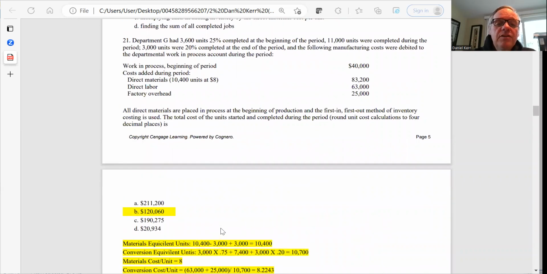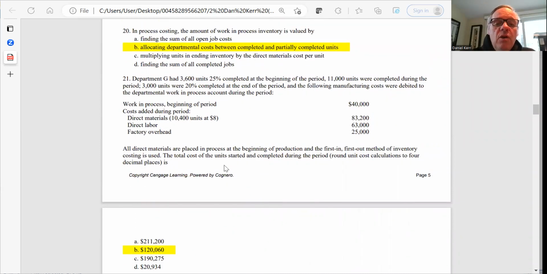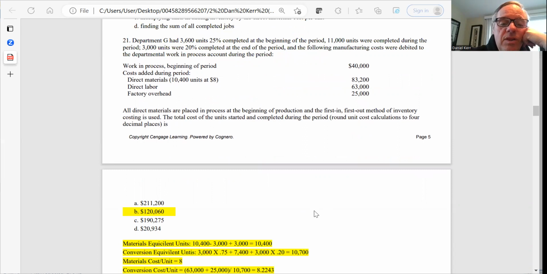Okay, here comes our first big calculation here. Let's again jump to what they're asking for. The cost of units started and completed. So we've got to figure out the number of units started and completed, and then we have to figure out the unit cost for started and completed for both materials and conversion costs. So the cost of units started and completed during the period. So let's get the materials equivalent units first. And again, equivalent units represents work during your period.